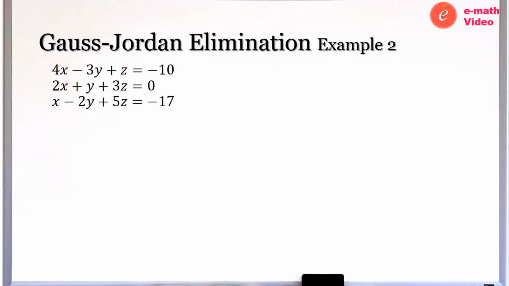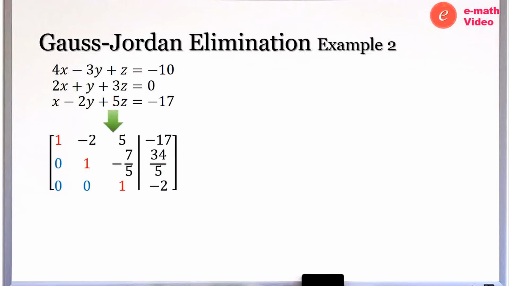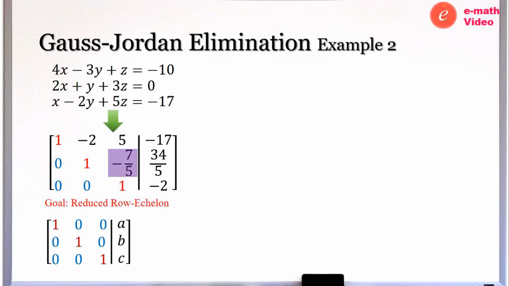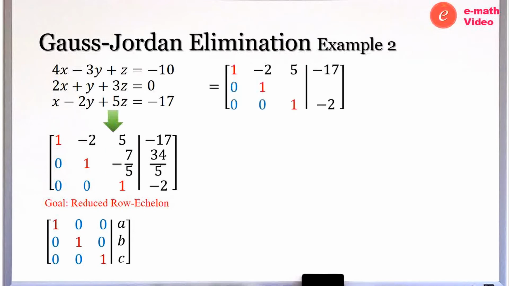Example 2. In the last video, we have converted into row echelon form, so we will continue from here. Do from below to top, so we will start here. Our goal is reduced row echelon form. The leading one in the same column is from row 3. New row 2 will be positive 7/5 times row 3 plus original row 2.